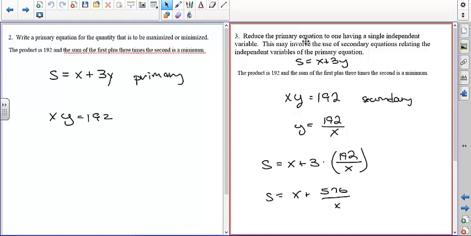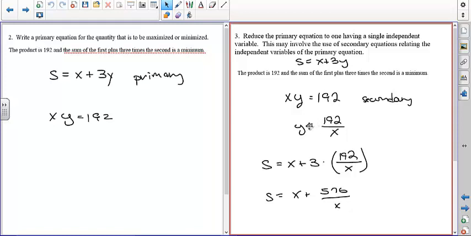So the third step is to reduce the primary equation to one having a single independent variable. This may involve the use of the secondary equations relating the independent variables of the primary equation. So these are the independent variables of the primary equation. We have two independent variables, but we have this relationship. So we can either solve for y in terms of x, or we could solve x in terms of y. It doesn't make any difference. You'll still get the same answer.